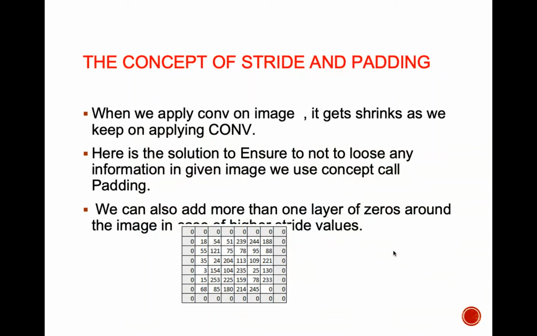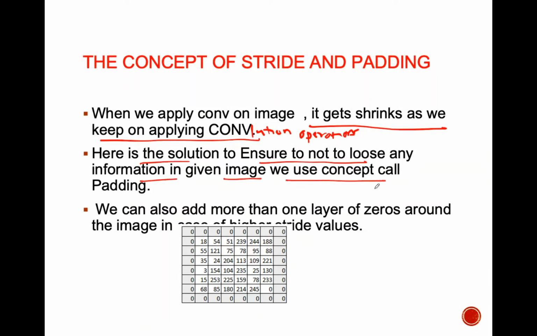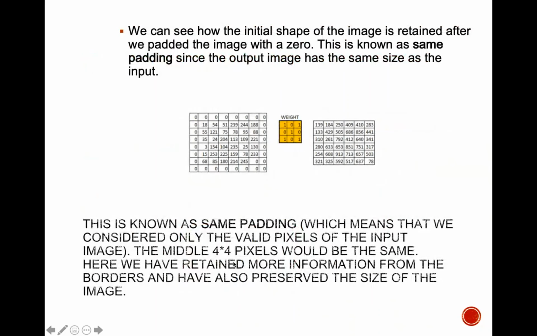The concept of stride and padding. When you apply the convolutional operation on an image, the image shrinks as we keep on applying it. Here is a solution to ensure that we do not lose any of the information in the image. We use a concept called padding. So here we have used padding. We just add one more layer, and we can see how the initial shape of the image is retained after padding with zeros.